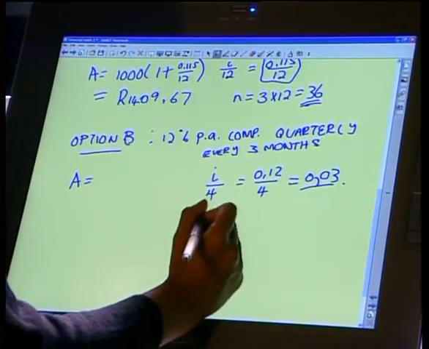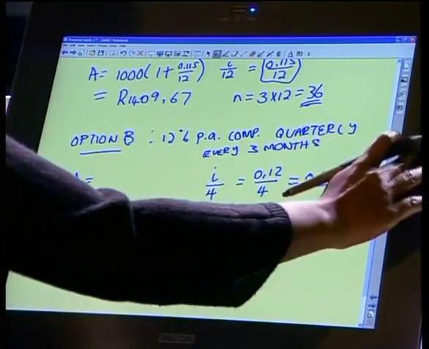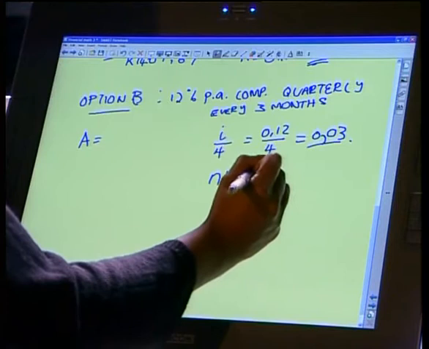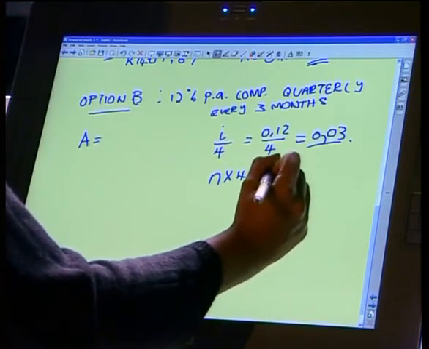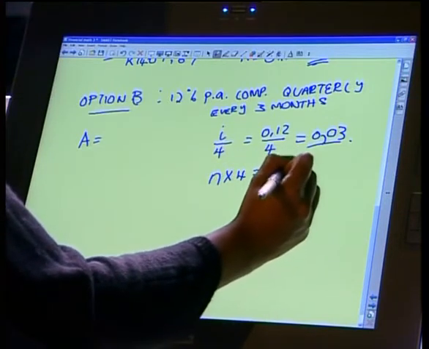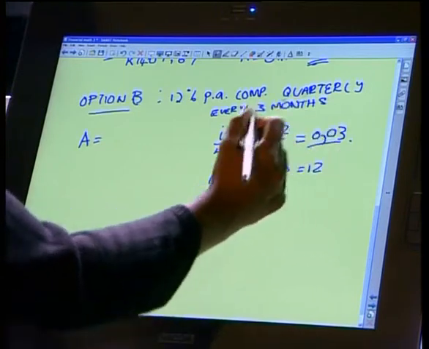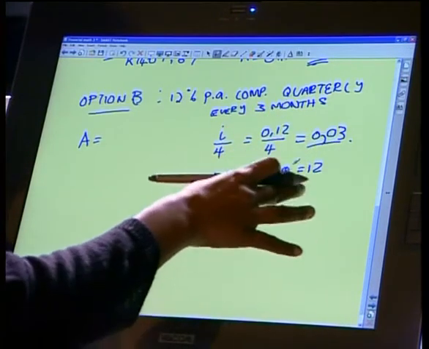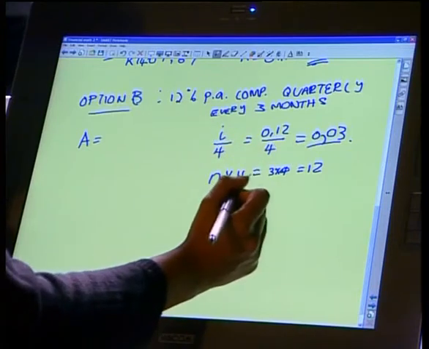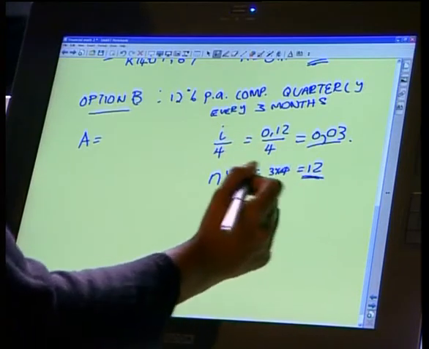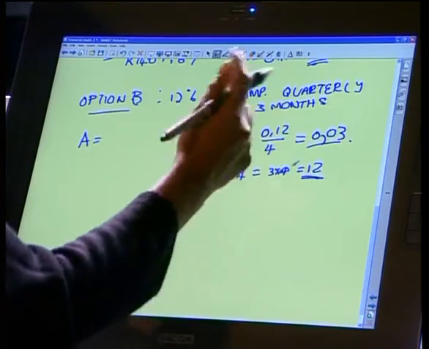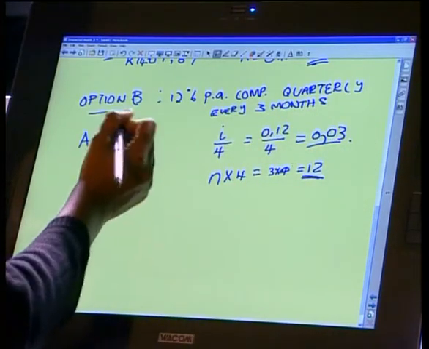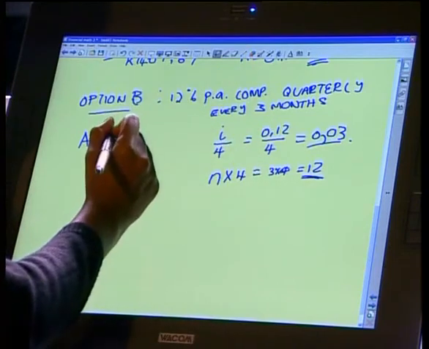The other change to the formula is we need to take the n, which was equal to 3, and multiply it by the number of compoundings. So 3 times 4 would give us 12 compoundings in 3 years. Now that makes sense because what we are basically saying is that there are 12 sets of 3 months in 3 years, because it's 4 times that interest is added per year.